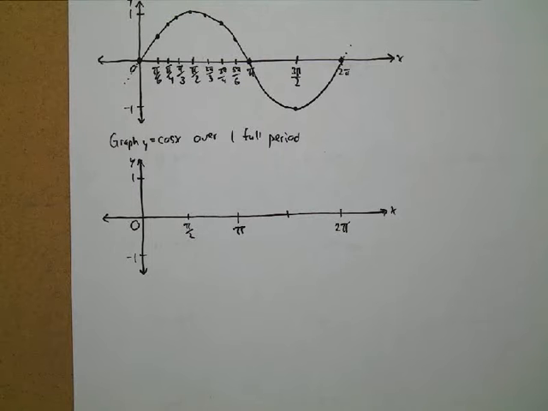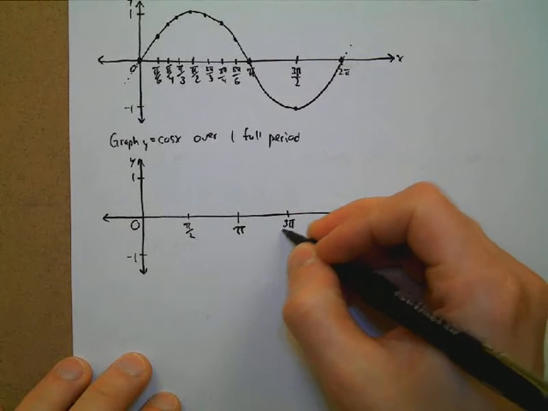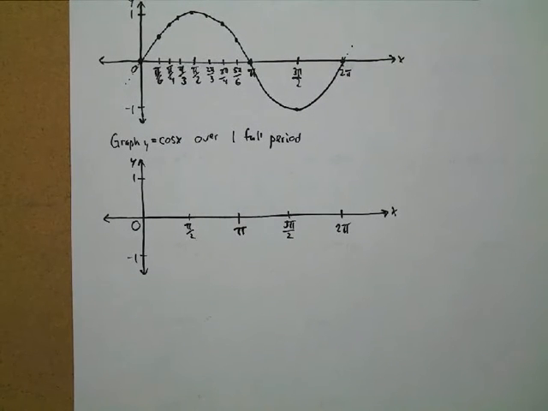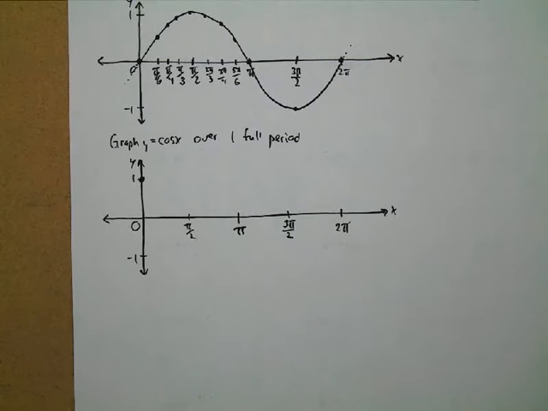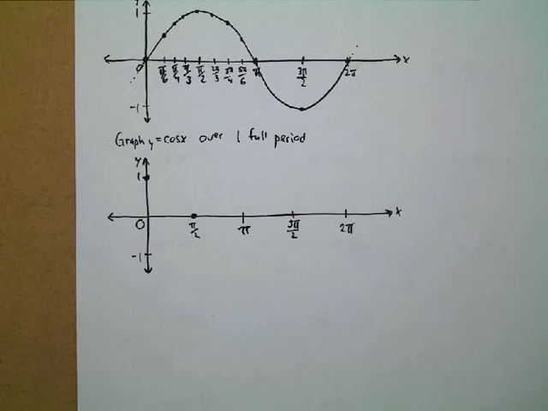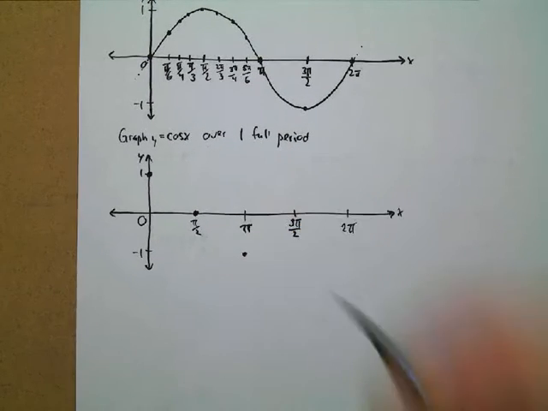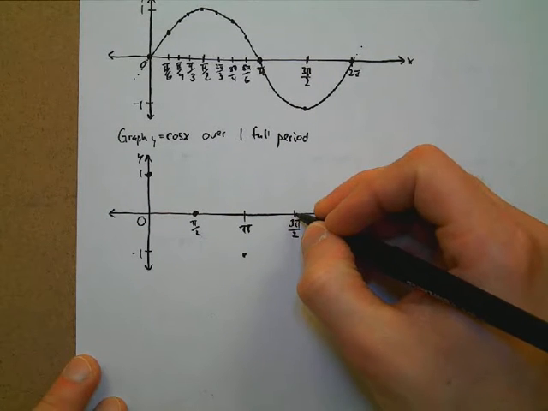And all we're going to do now is evaluate cosine at these 5 points, and then connect the dots and make it nice and curvy, wavy through there. So for example, we'll start at 0. What is cosine of 0? 1. Cosine of pi over 2? 0. Cosine of pi? -1. Cosine of 3 pi over 2? 0. And cosine of 2 pi? Back to 1. And so then we can just connect those dots.